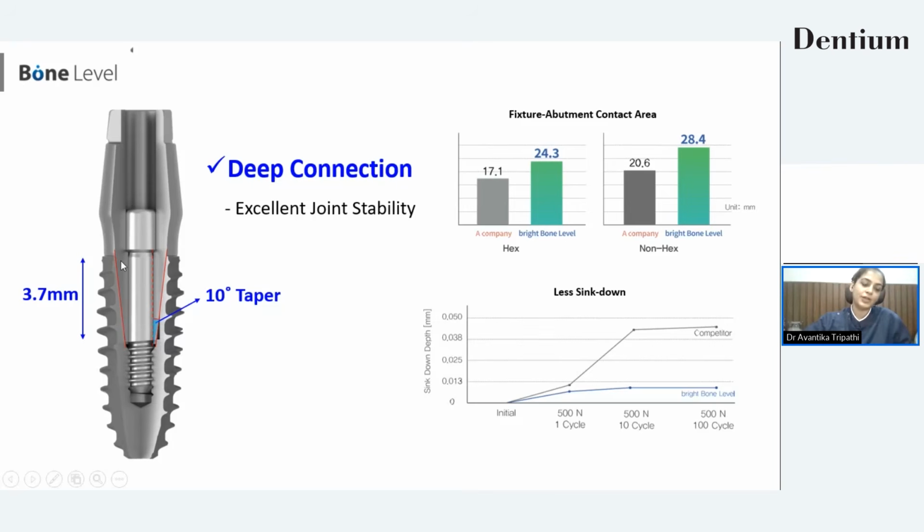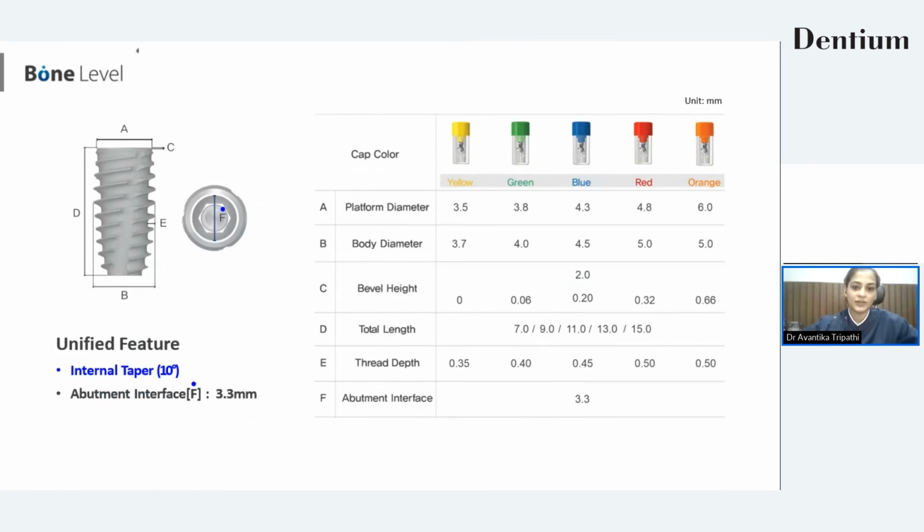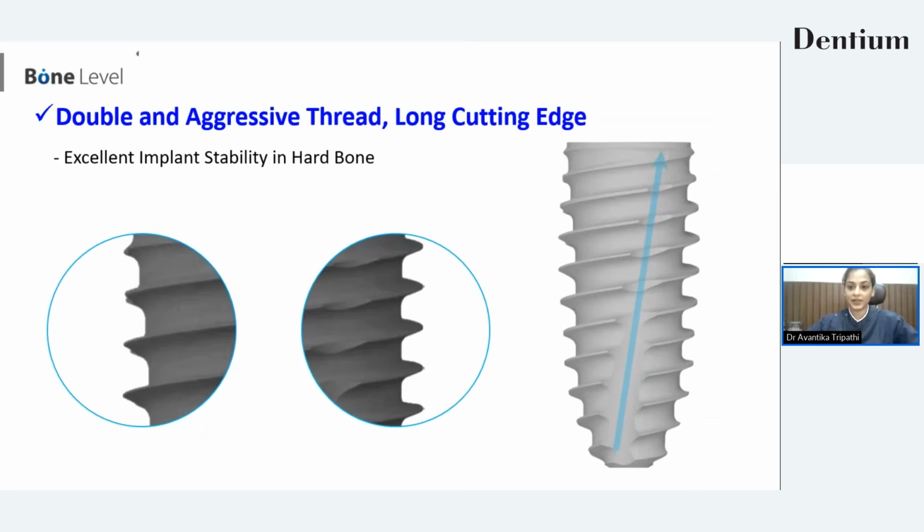It has a deep connection of 3.7, which is very good and provides excellent joint stability, which means the abutment seats under the fixture at a depth of 3.7 mm. This provides good stability to the connection, which later on will not lead to screw loosening or abutment loosening. The diameters, as I already mentioned, are available from 3.5 to 6 mm. It also has an aggressive thread design, which provides excellent primary stability in immediate implant cases.